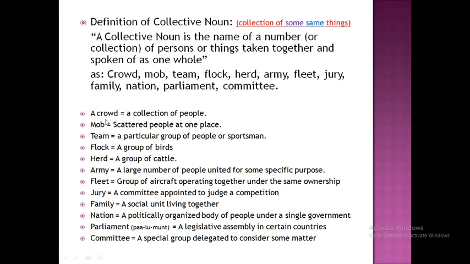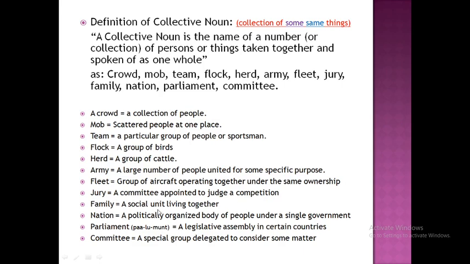For an example, we call a crowd, meaning the crowd is a collection of few people. So this crowd is a collective noun. Mob, when scattered people arrange at a place, we call that a mob. Team, a particular group of people or sportsmen, that is called team. A group of birds, that is flock. A group of cattle, that is herd. A large number of people united for some specific purpose, that is army. Group of aircraft operating together under the same ownership, that is fleet. A committee appointed to judge a competition, that is jury.